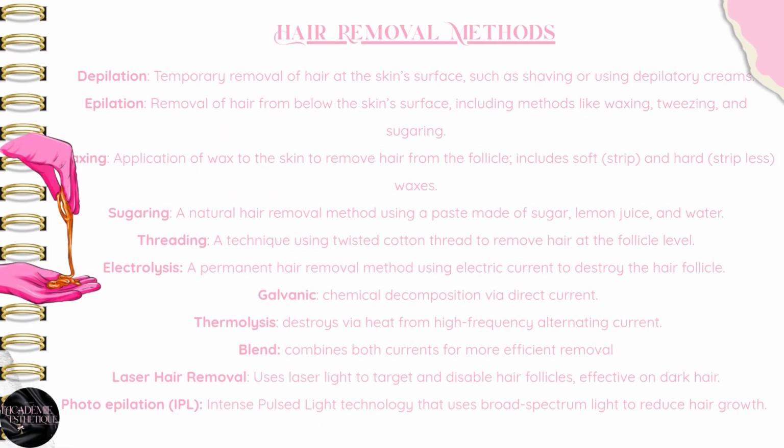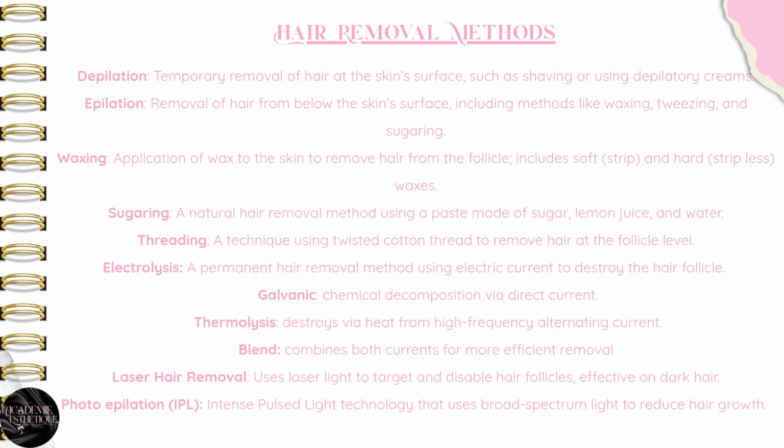Hair removal methods. Depilation, temporary removal of hair at the skin surface, such as shaving or using depilatory creams. Epilation, removal of hair from below the skin surface, including methods like waxing, tweezing, and sugaring. Waxing, application of wax to the skin to remove hair from the follicle, includes soft strip, hard, and stripless waxes.